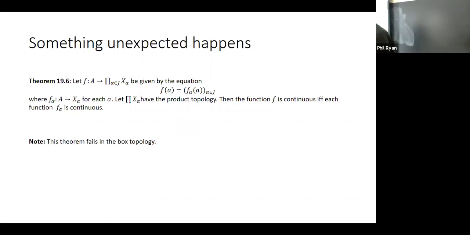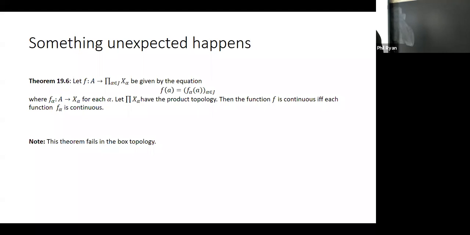Okay, so where we were last time, we talked about the product topology and the box topology. So these are two different topologies you can put on the Cartesian product. And so for the infinite Cartesian product, we usually prefer the product topology.